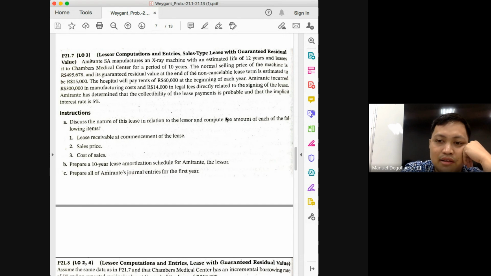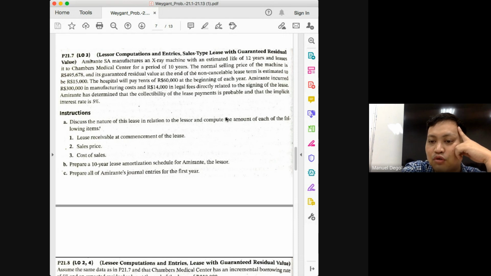But will that already be the present value of your MLP? No, you have another item comprising your MLP, and that is the guaranteed residual value. And how much is the guaranteed residual value here? 15,000. But when does this cash flow happen, or how many times will this cash flow happen? Only once, which is at the end. So what factor will you need? You will be using the lump sum present value factor.